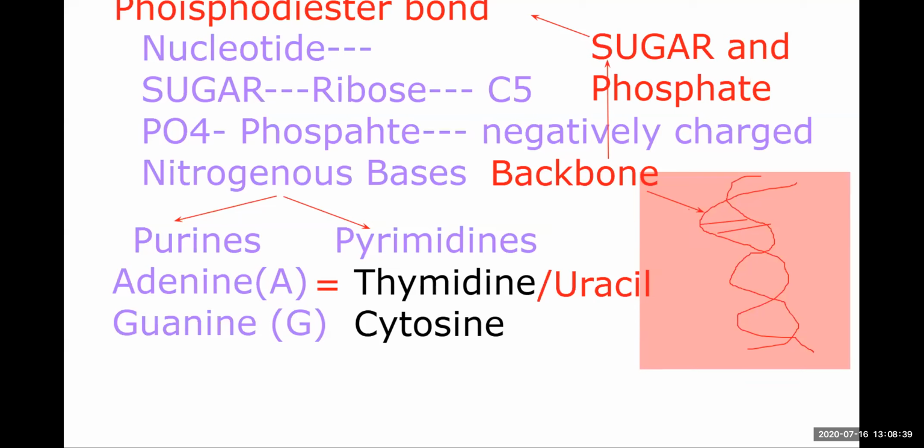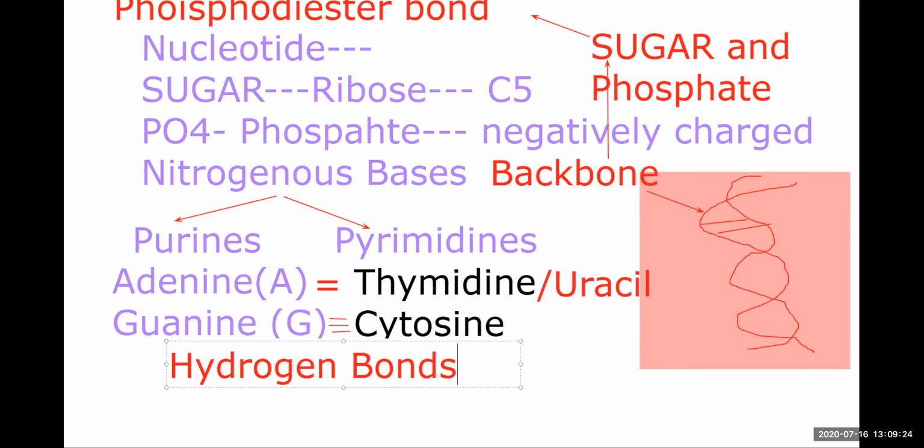In between guanine and cytosine, there are 3 bondings. So between adenine and thymine, double bond. Between guanine and cytosine, triple bond. Now I'm talking to you about double and triple. What are these double and triple? These double and triple are hydrogen bonds.